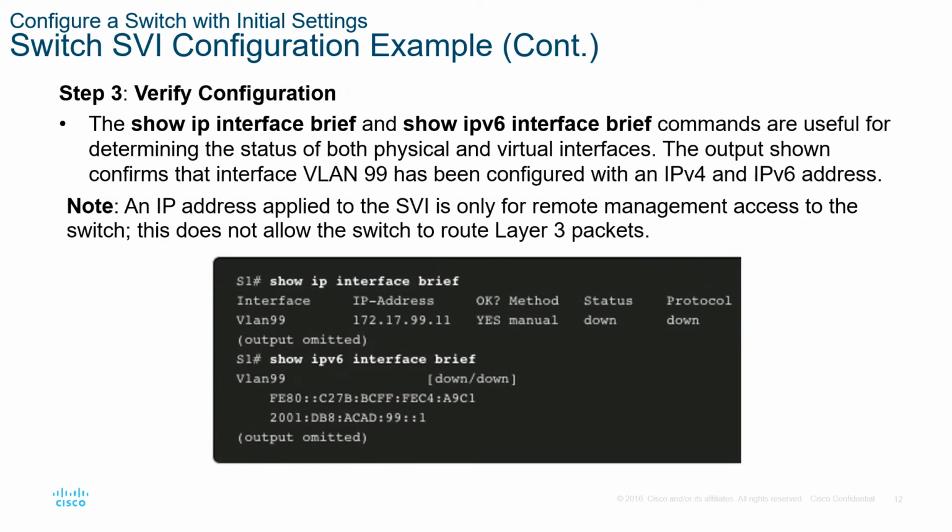To verify status, specifically layer 1 and layer 2, we type show ip interface brief. This one again checks layer 1, for example if the cables are okay. And this protocol column refers to layer 2. The equivalent of this in IPv6 is show ipv6 interface brief. This is layer 1 and this is layer 2.